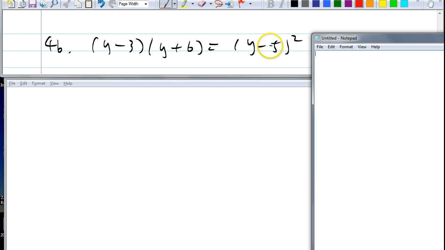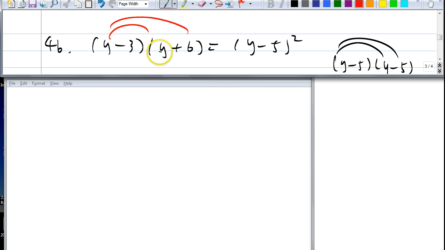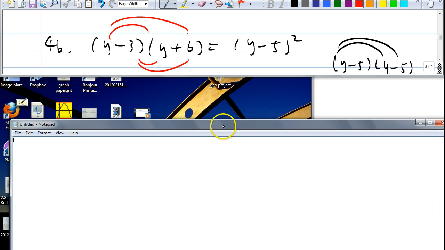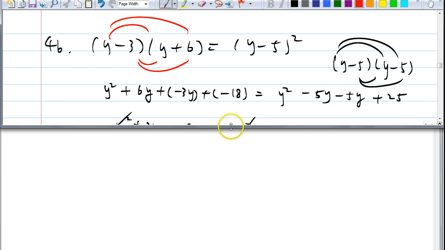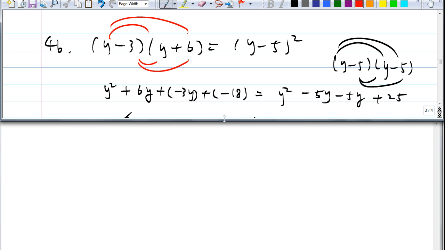If you multiply two binomials together, right? You get a trinomial most of the time, right? So here, you got to do this times that and this times this. Okay, so did you get this? Y squared plus 6y, okay? And then negative 3 times y, you get negative 3y. Negative 3 times positive 6, you get negative 18.